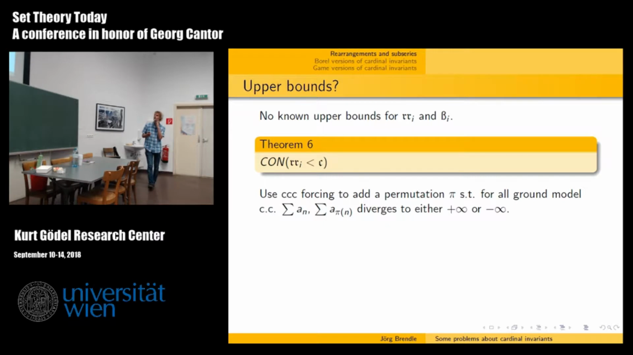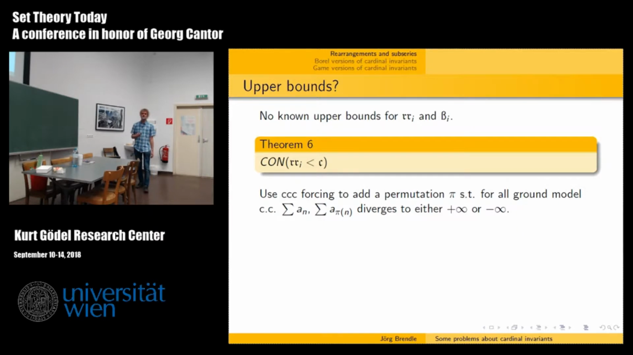How is that proved? Basically do the following. You use a forcing which adds a permutation such that for all ground model conditionally convergent series, the rearranged series diverges to either plus or minus infinity. You can construct such a forcing. This is not completely trivial. You do it in several steps, but there is basically a sigma-centered forcing doing this job.